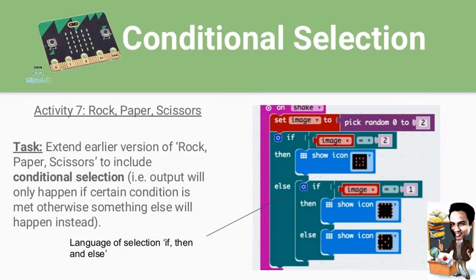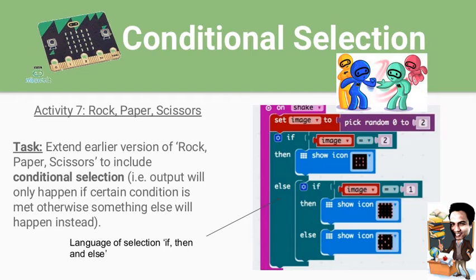Conditional selection. Activity 7. Rock, paper, scissors. Task: extend the earlier version of rock, paper, scissors to include conditional selection. For example, output will only happen if certain conditions are met, otherwise something else will happen instead.